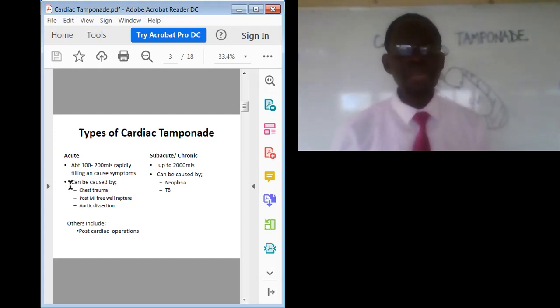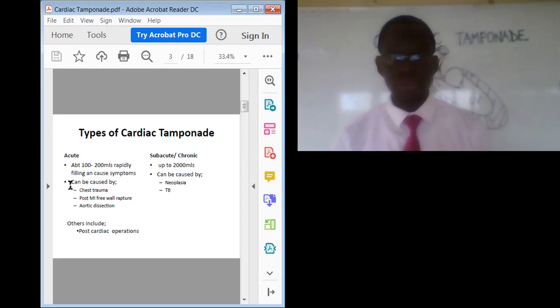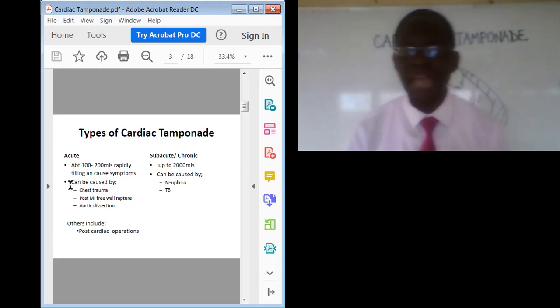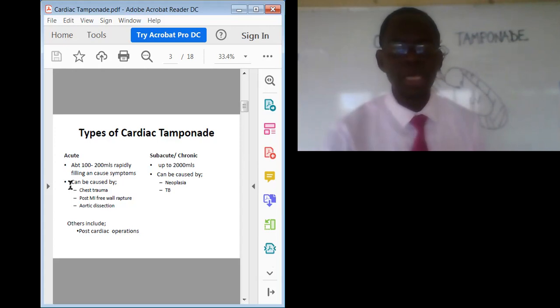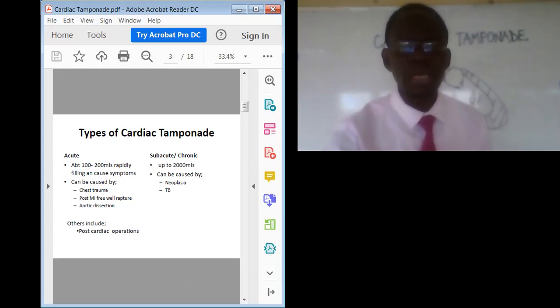But it can also be as a result of other things, for example, post-cardiac operations. It can be subacute or chronic, and if you have observed, we see that with subacute or with chronic, what actually happens is that very little volume is required.